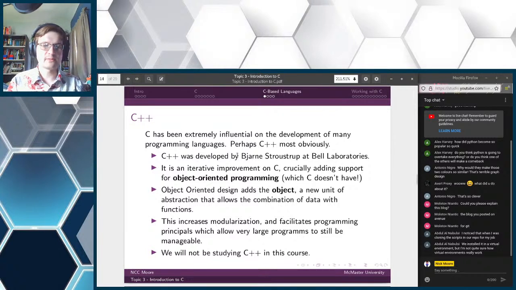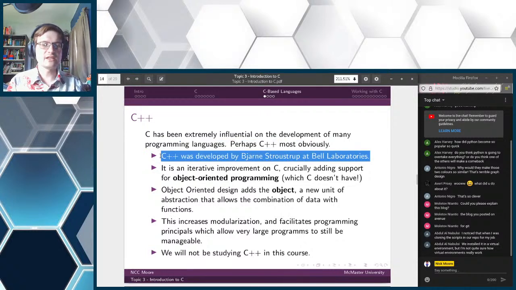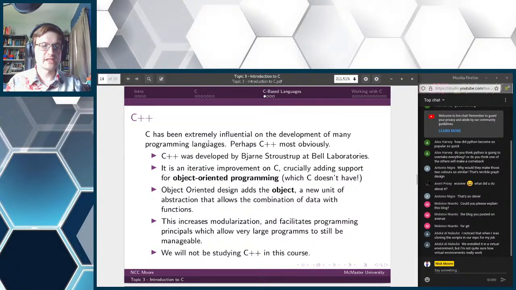C++ was developed by Bjarne Stroustrup at Bell Labs. I believe Dennis was involved in the project, though. It is an iterative improvement on C, crucially adding support for object-oriented programming, which C does not have at all. Object-oriented design adds the object, a new unit of abstraction that allows the combination of data with functions.